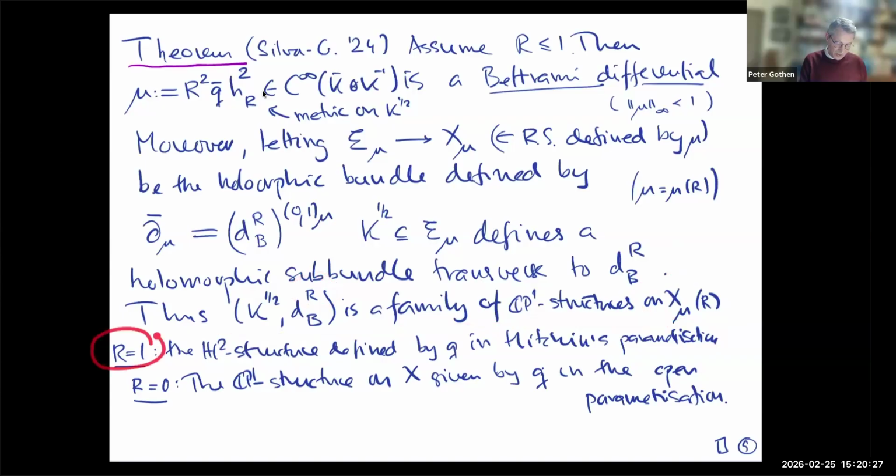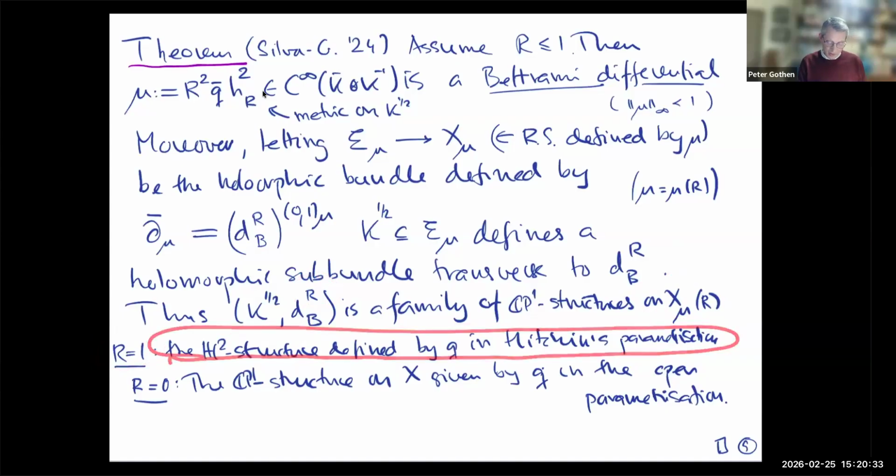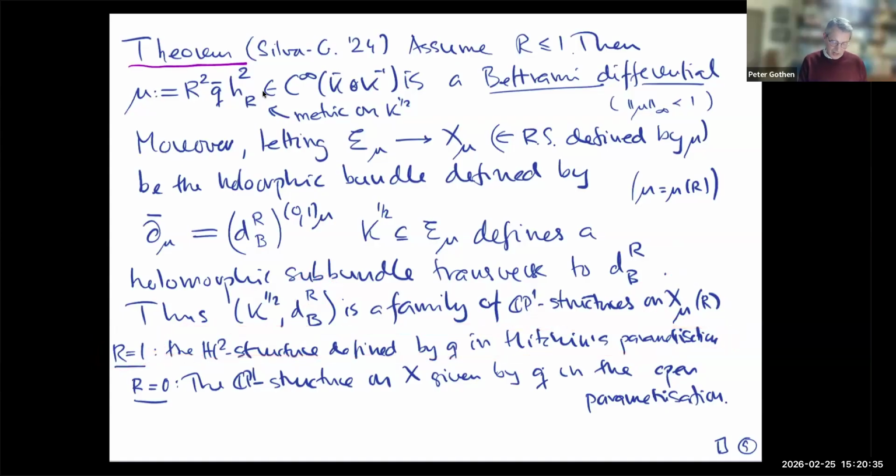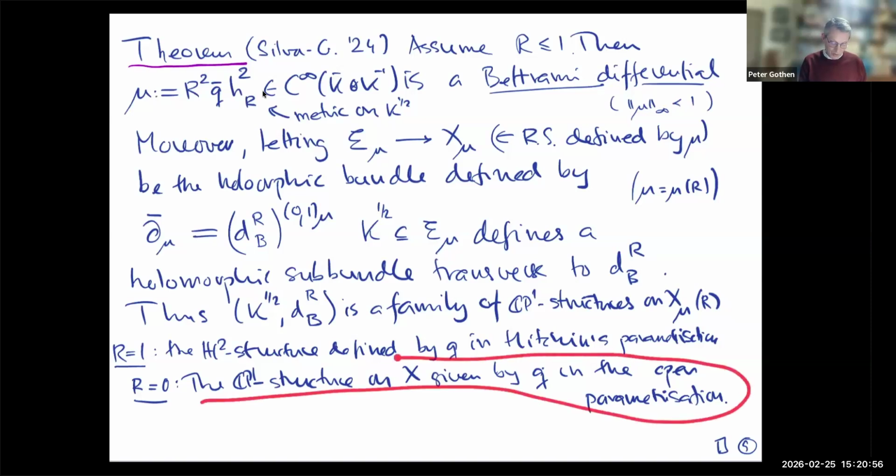So for R equal to 1, what is the CP1 structure we have? We actually recover Hitchin's parameterization of Teichmüller space. So this was known. Notice that for R equal to 0, this mu has an R here, so it becomes the 0 Beltrami differential. The Beltrami differential measures the difference between your initial Riemann surface structure and the new one. So you get back to the original Riemann surface structure on X, the one in the OPA parameterization.